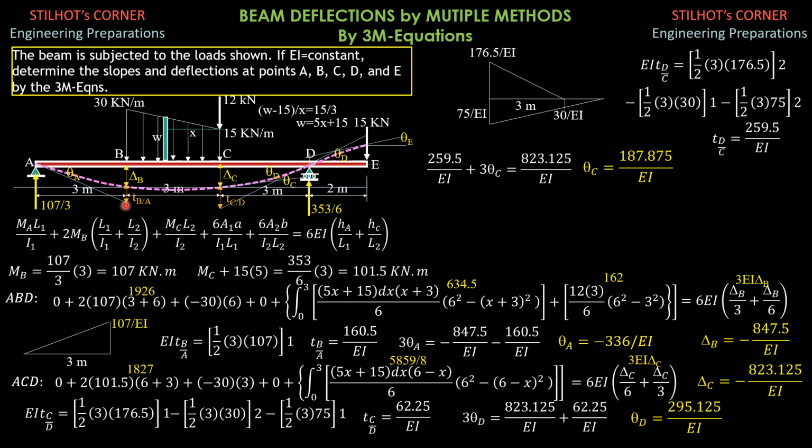So let's just make the opposite combined value negative, and that is negative delta B, negative 847.5 over EI, and another negative of deviation of B relative to A, negative 160.5 over EI, then divided by 3, because the entire distance or this leg here of this right triangle is 3 times theta A. Solving for theta A, it is negative 336 over EI.